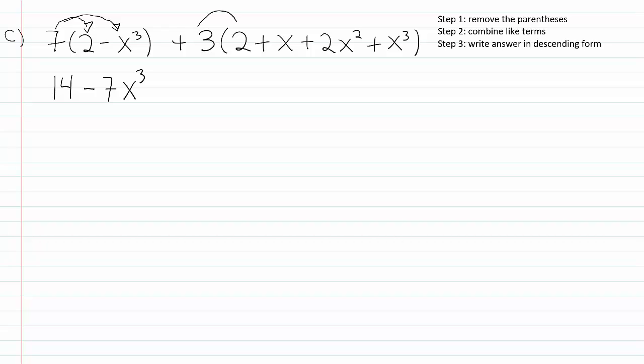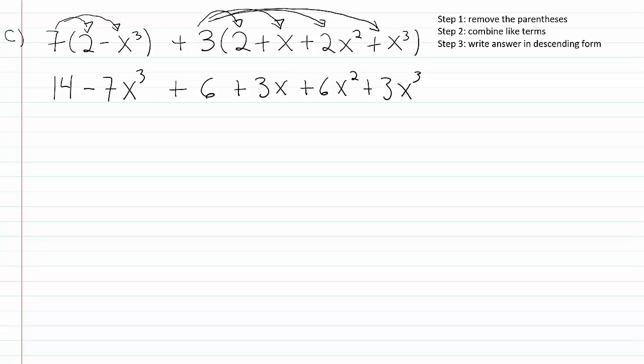This positive 3 will multiply the 2 to give you plus 6. And then positive 3 times positive x is plus 3x. Positive 3 times positive 2x squared gives you plus 6x squared. And lastly, positive 3 times a positive x cubed is plus 3x cubed. From there, we can combine all the like terms.